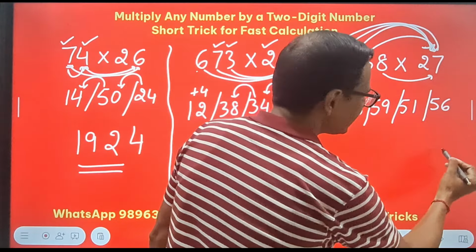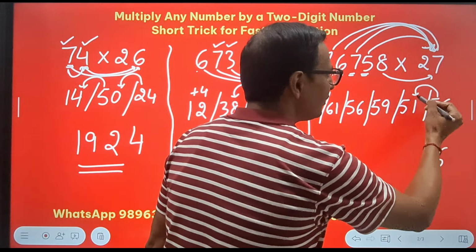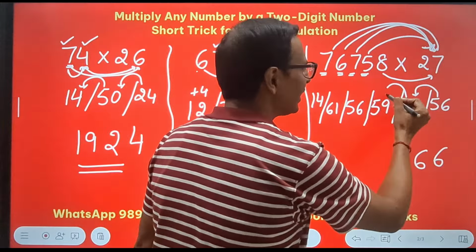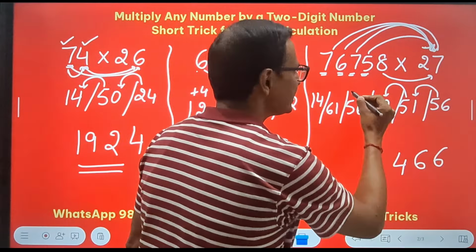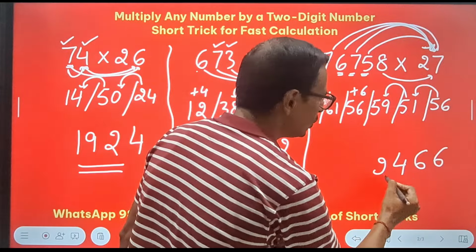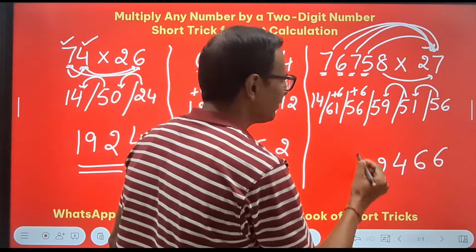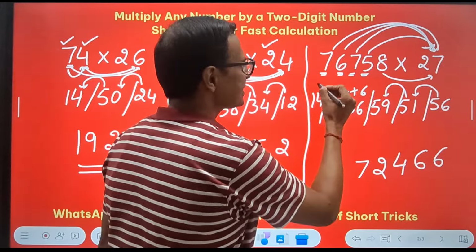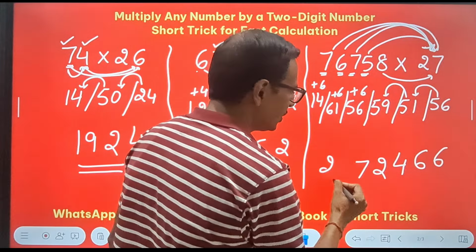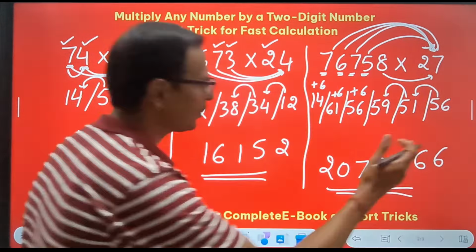So retain the unit digit 6. 5 carried, 56 means 6. 5 carried, 64 means 4. 6 carried, 62 means 2. 6 carried, 67 means 7. 6 carried, and 14 plus 6, 20. And there you go, pick up the calculators, friends.